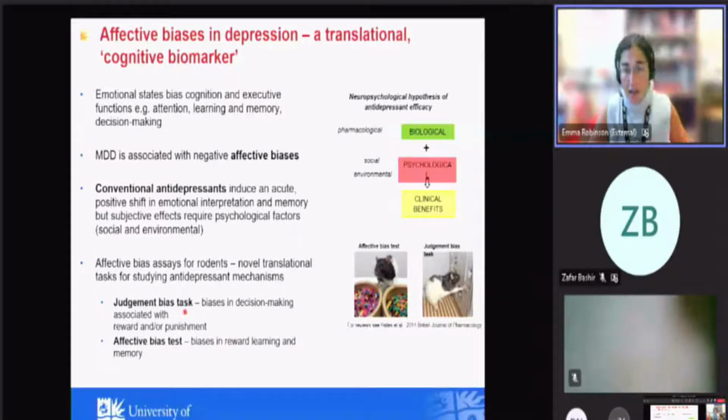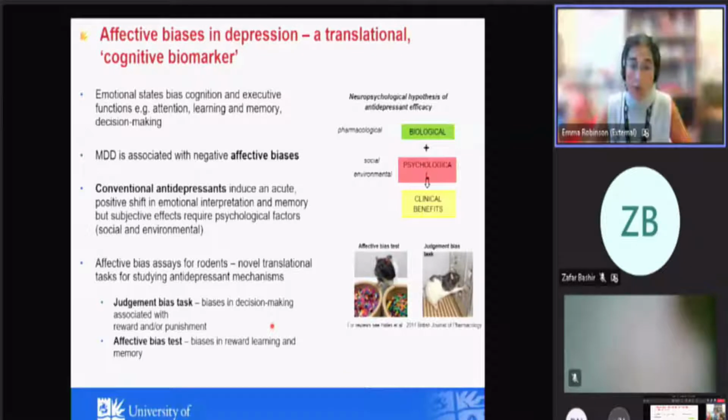And there's two tasks that we've been involved with. The judgment bias task, which looks at decision making. And this is where animals can be trained to respond to cues that predict reward or predict less positive outcomes or aversive outcomes. And then we can probe their behavior using intermediate cues. And we can say, are you a glass half empty, glass half full kind of rat?